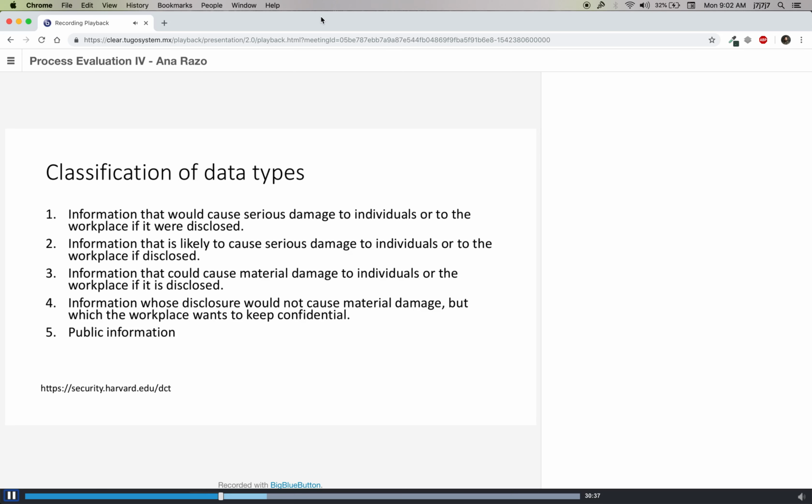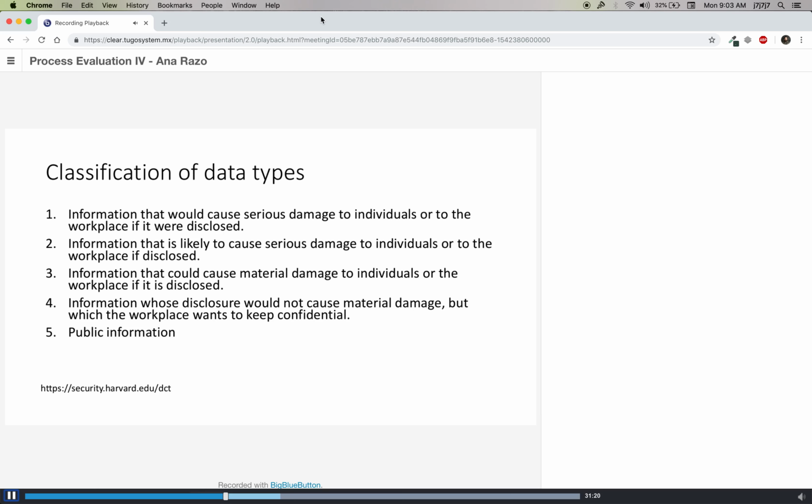So we have a classification regarding the different data types. This is a classification from Harvard data management, and this gives us an idea of how we can classify information. So first, we have sensitive information, for instance, information that could cause serious damage to individuals or to the workplace if it were disclosed. As an example, we can think of databases of those who are sick, for instance. And of course, we do not want to disclose this information.